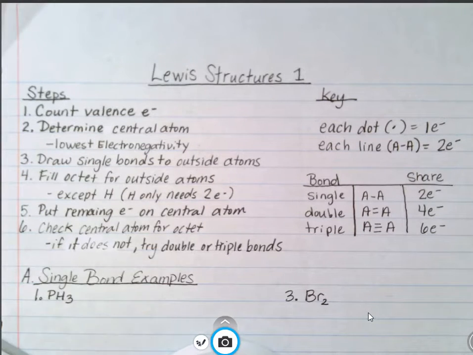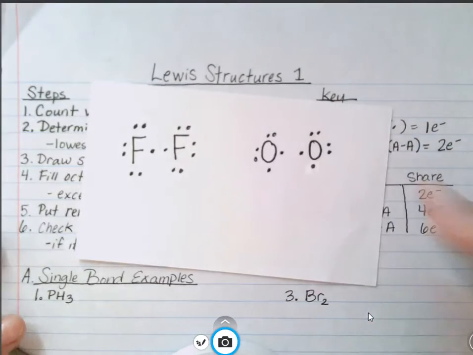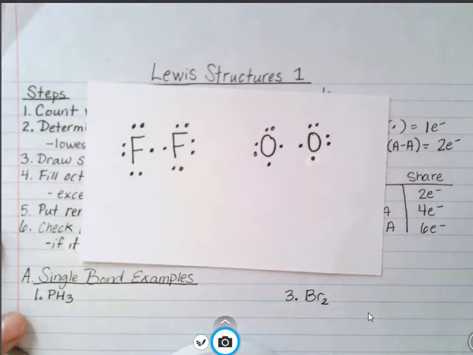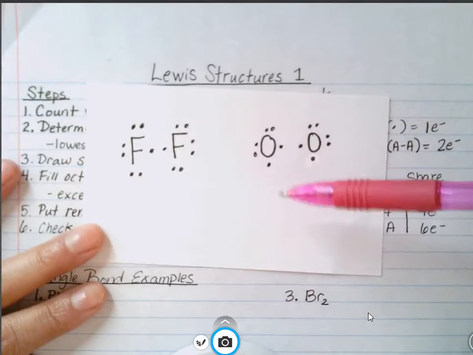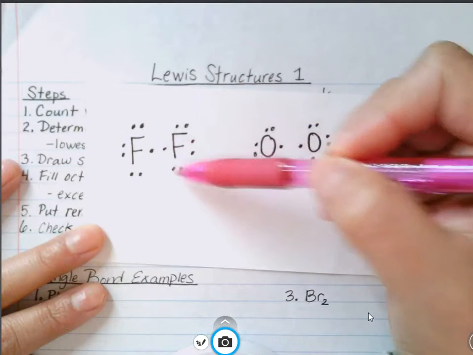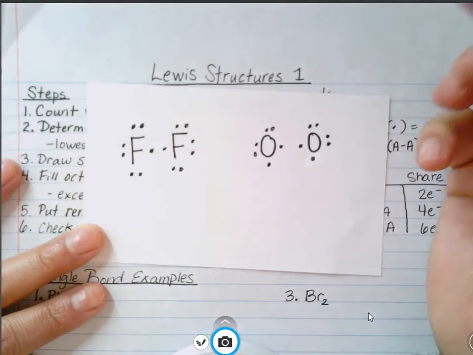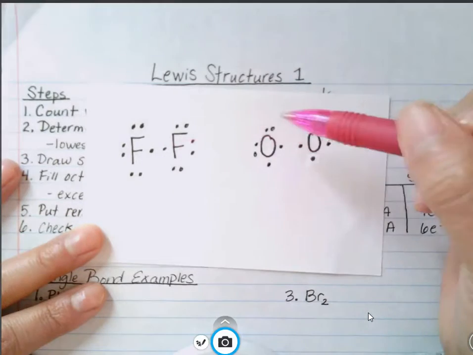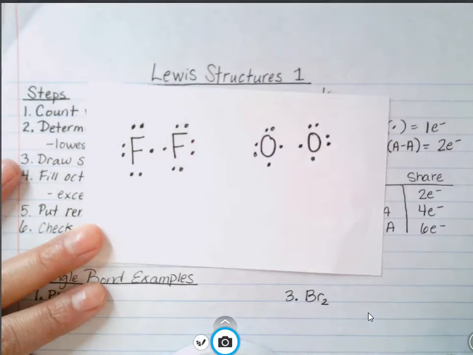Okay, before we begin, I just wanted to discuss the simulation that you did. In the simulation, you looked at different atoms with different amounts of valence electrons. So for example, if I looked at fluorine, it has 7 valence electrons. And if I have 2 fluorines together, they each have 7.